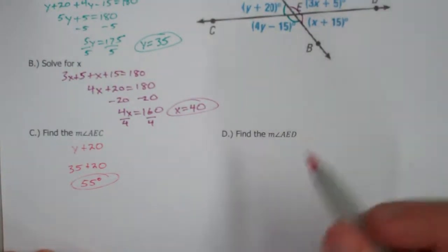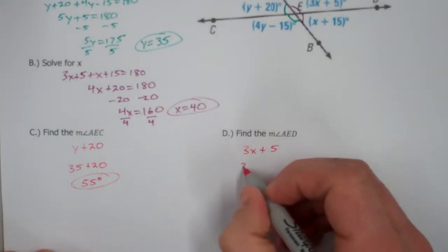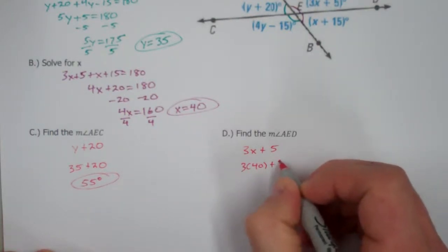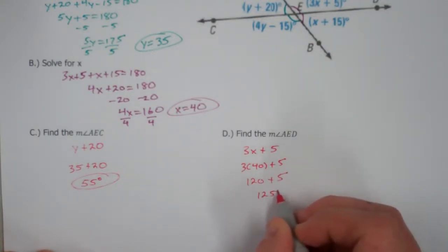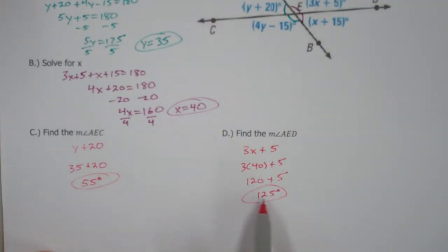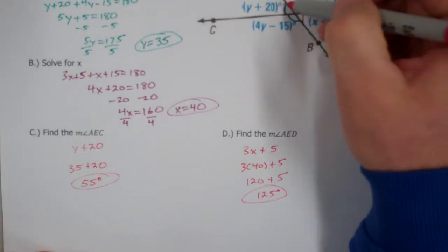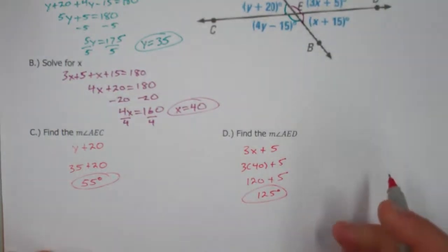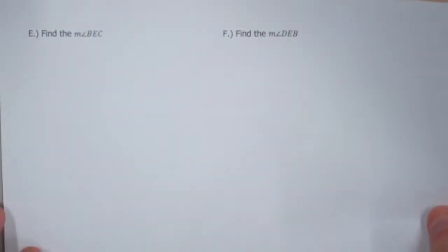AED is 3x plus 5. So we've got x being 40, 3 times 40 plus 5. So that's 120 plus 5, or 125 degrees. It makes sense that when we add these two together, they're 180. We were just talking about this angle right here and this angle. And together they also form a straight line. So that works. Got the other two on a different page here, so you'll have to reference your values of x and y there. And we can reference the diagram if we need to actually here.